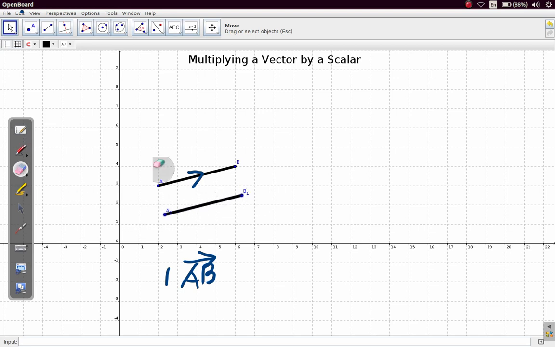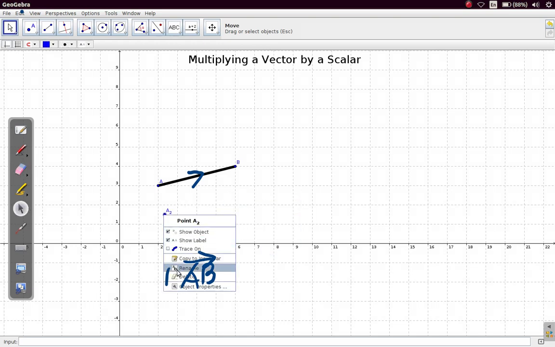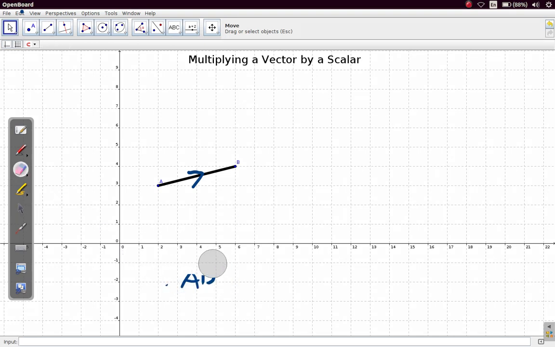Now let's do something a little bit different from that. Let me erase this, and suppose instead of 1AB, we get negative 1AB. We get negative 1 times AB. Well, negative 1 times AB is the same thing as just saying negative AB. What would we get?